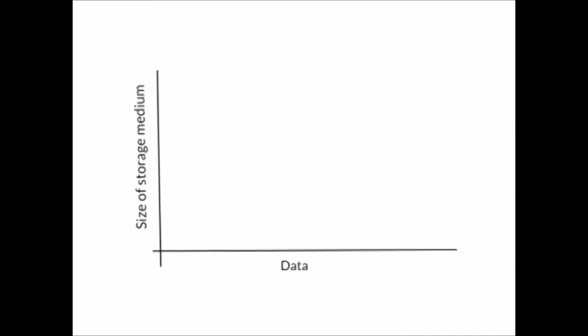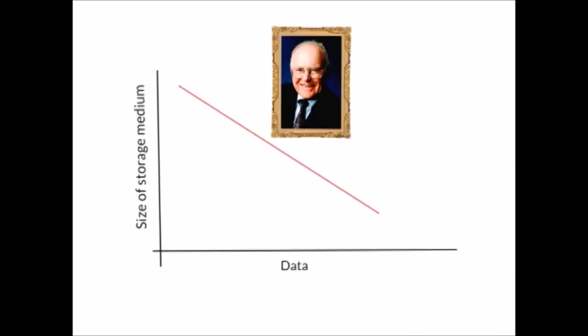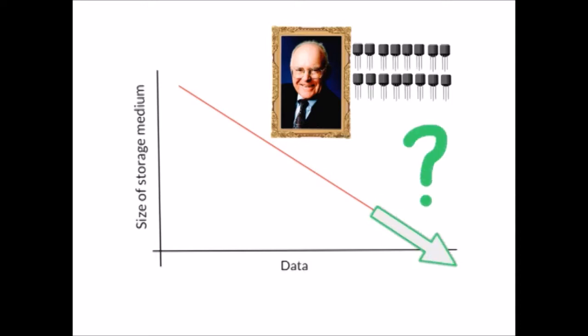As the amount of data increases, the size of the storage medium decreases, which reflects Moore's law, stating that the number of transistors in a CPU doubles roughly every 2 years. But is it possible to decrease this even further?